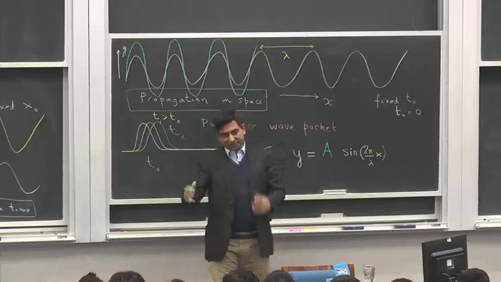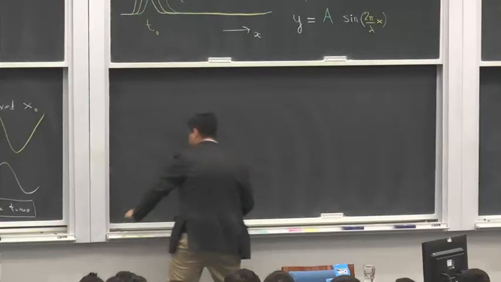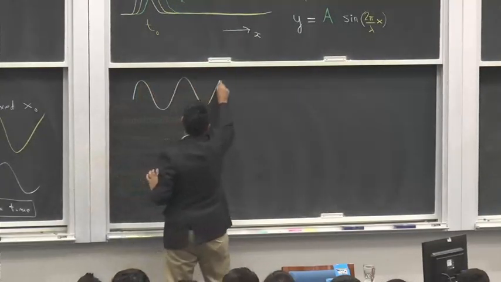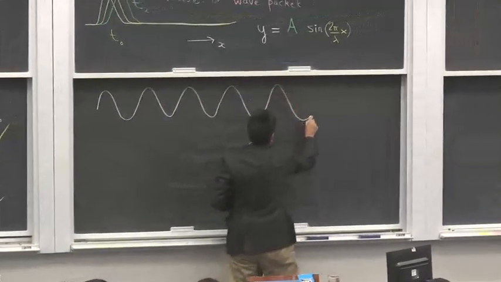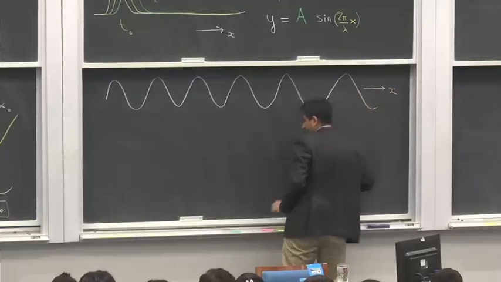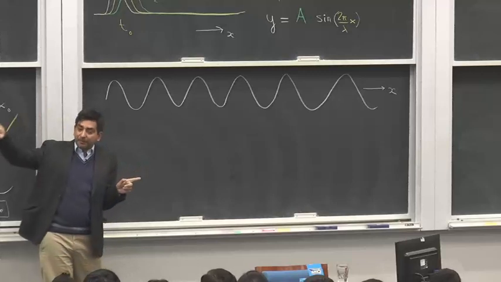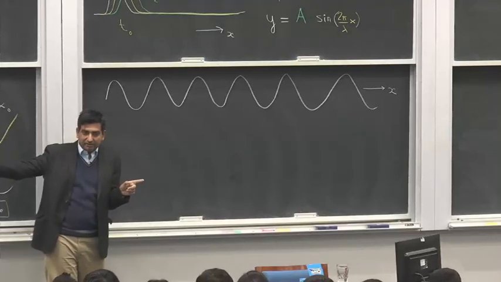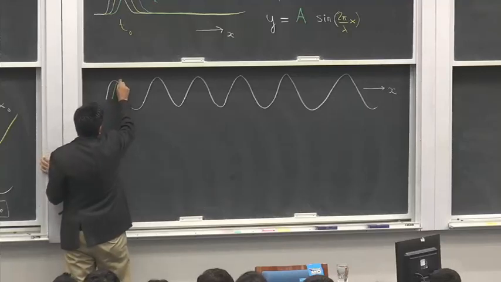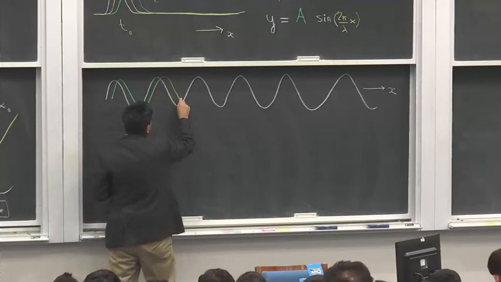But let me draw two pictures. The first picture that I draw is this wave, again with respect to x. The second picture that I draw is a wave of the same wavelength, but which differs from this original wave, it's displaced.